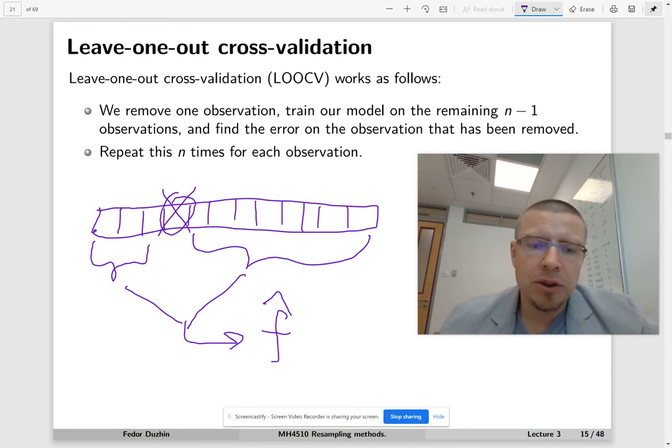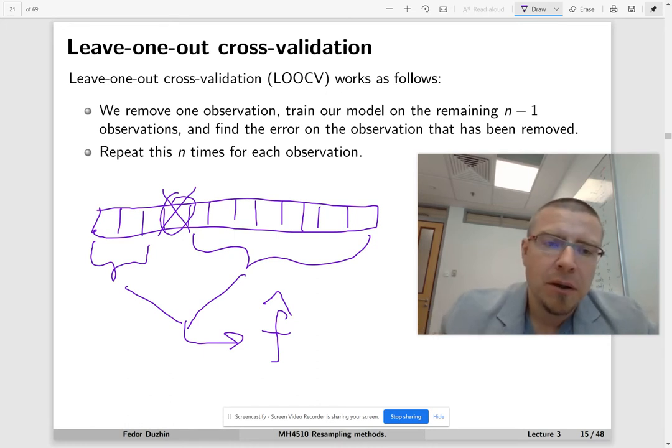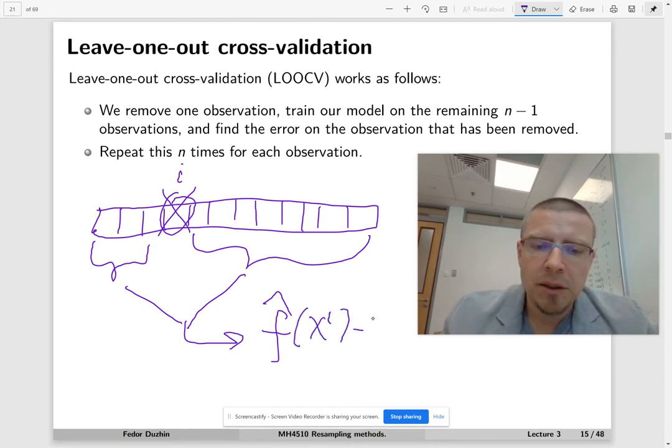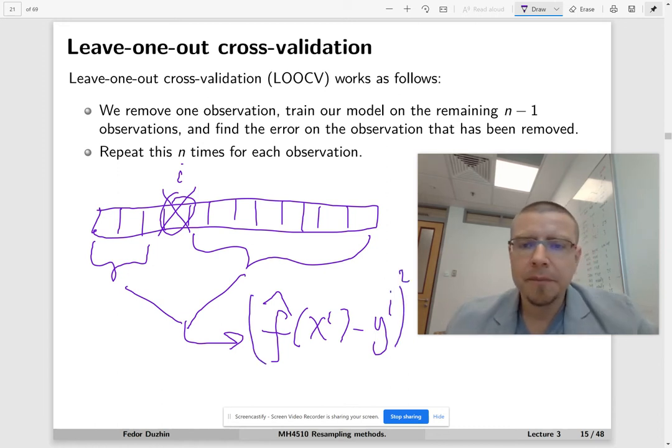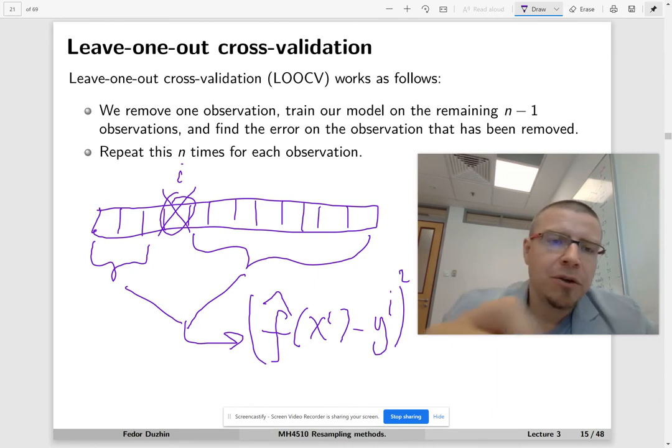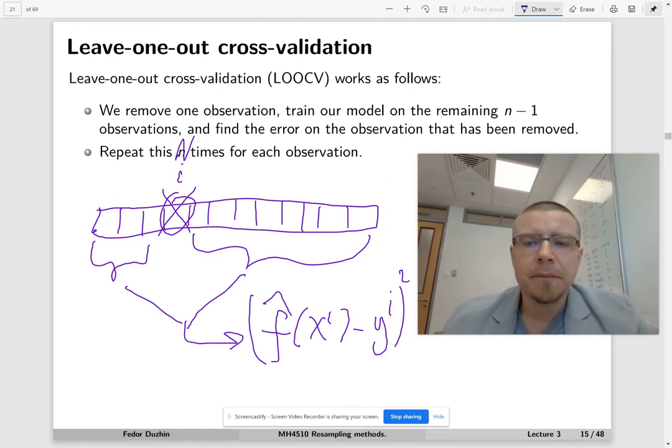And then we are going to find the error of our model f hat on this observation that we left out. So if this is our observation, say i, then we are going to find f hat of xi minus yi, squared. This is going to be our squared error. And we have to repeat it n times. Sorry, n capital times. If the number of observations is n capital, then we have to repeat it n capital times.